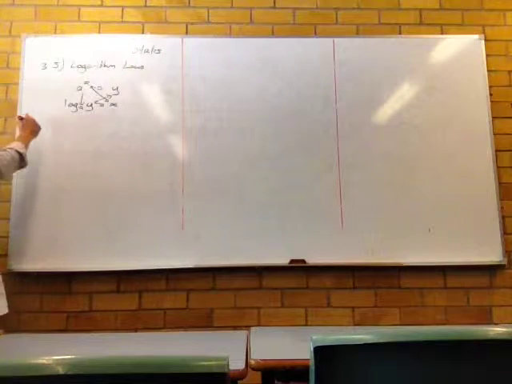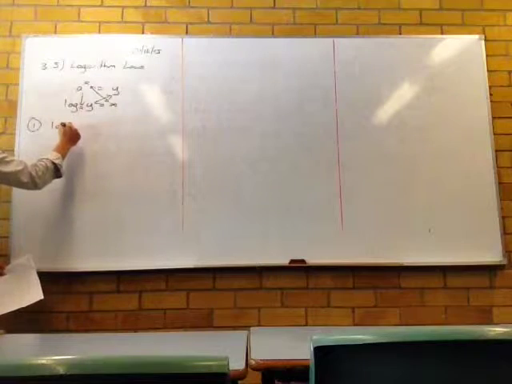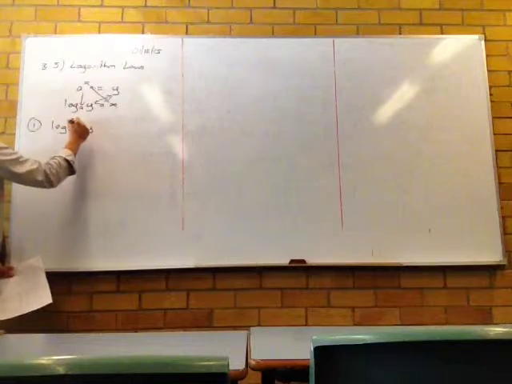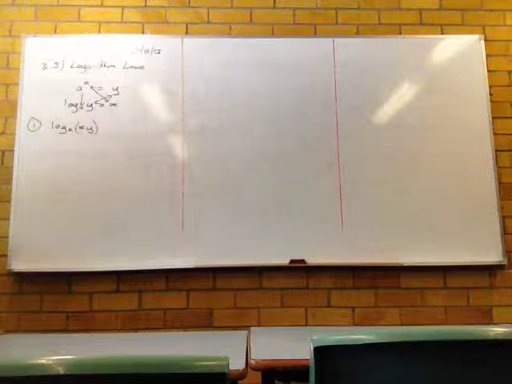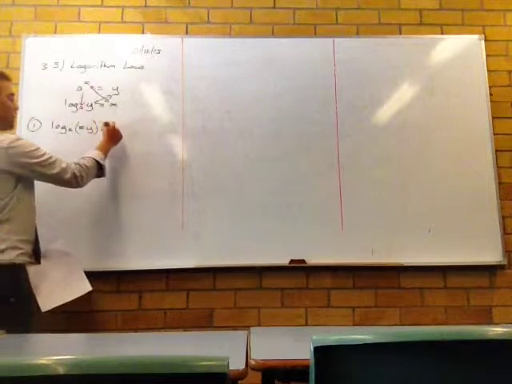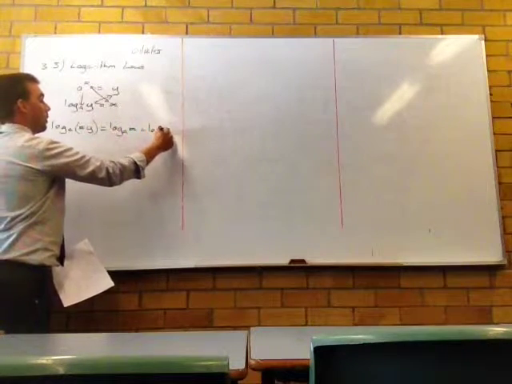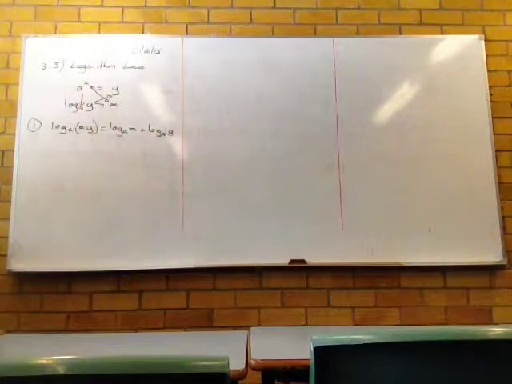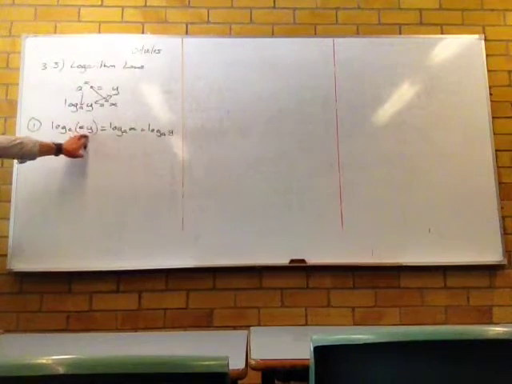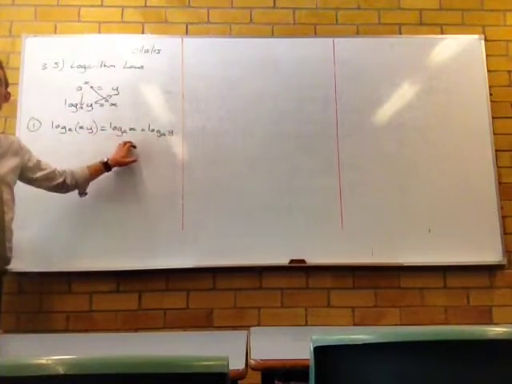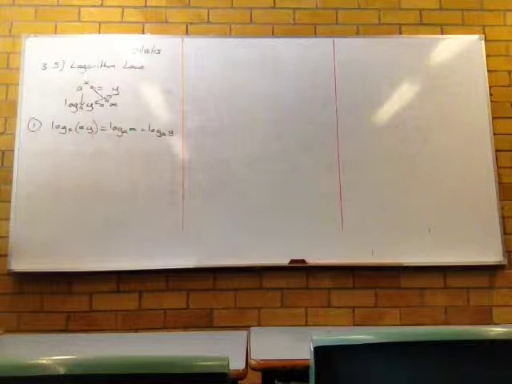So the laws. Number one, log base A of xy, so you're multiplying two numbers together, is log base A of x plus log base A of y. If you are ever interested in the proof, let me know, and I'll do something about that in the future, but we'll just get content covered for the time being. So when you're multiplying two numbers, you simply add the individual components with the logs together.